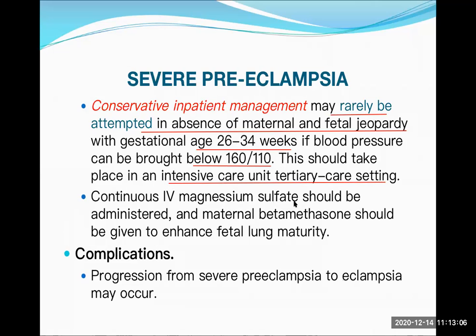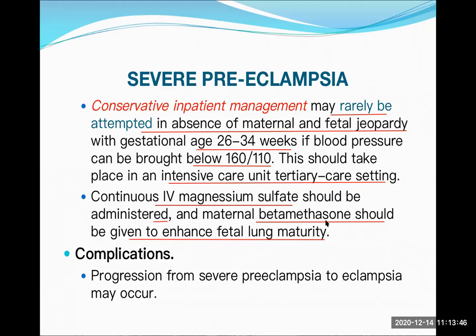Continuous IV magnesium sulfate should be administered to the mother, and maternal betamethasone should be given to enhance the fetal lung maturity, especially if the baby is in premature stage. We already know the purpose of this. Betamethasone is a corticosteroid. It is given so that the surfactant will be formed in time, and surfactant is necessary to decrease the surface tension inside the alveoli. Let me clarify a little bit here.